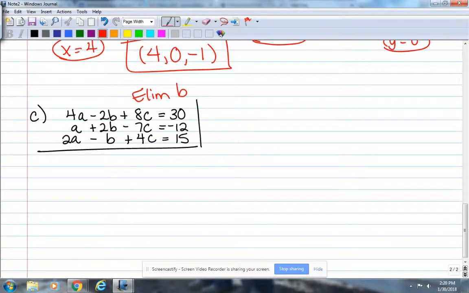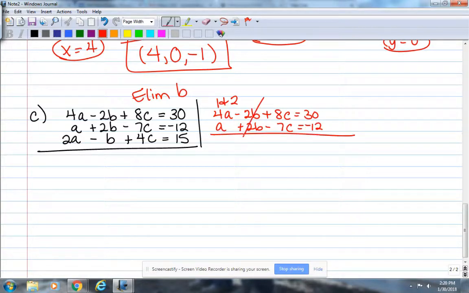I want to eliminate my B's just because equation 1 and equation 2 are already ready to cancel out. So I'm going to do 1 and 2 to start with. 4a minus 2b plus 8c equals 30. And then a plus 2b minus 7c equals negative 12. And I cancel my b's. So what's 4a plus a? 5a plus 1c equals 18.